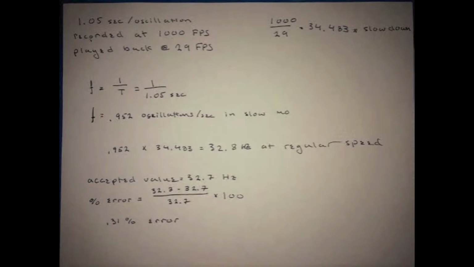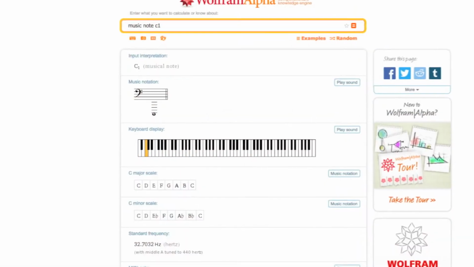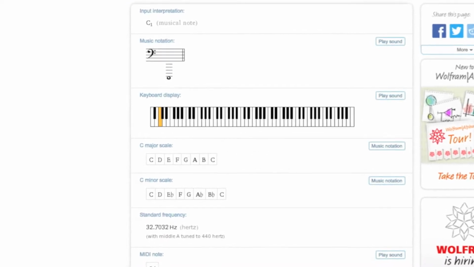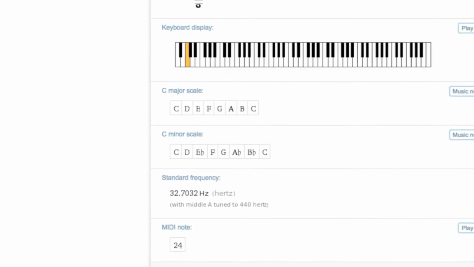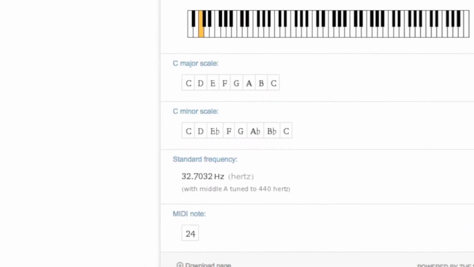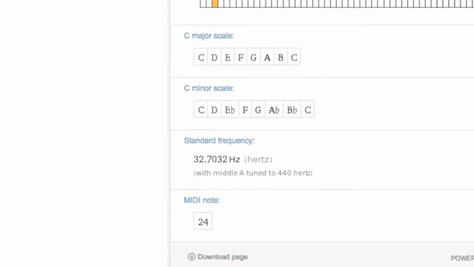a 34.483 times slowdown. Frequency is 1 over your period, and so the frequency of the string is 0.952 oscillations per second in slow motion. To find it at regular speed, we multiply it by the slowdown and get 32.8 hertz for the frequency. Wolfram Alpha gives a pitch of 32.7 hertz for the value of C1, and so when compared with our experimental value of 32.8 hertz, we come out to a 0.31% error.